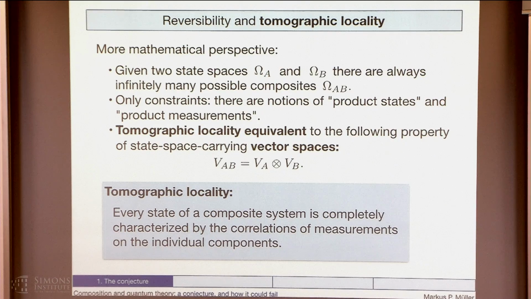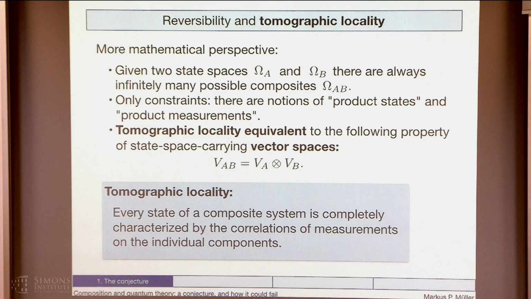So from a more mathematical perspective, here's what you can also say. If I just take the framework so far, and I have two state spaces, omega A and omega B, there are always infinitely many ways to compose them into a bigger state space AB. I maybe want a few constraints here. Maybe there should be something like product states, which means I can identically prepare a state on A and independently a state on B. I want to be able to do independent measurement, but that's everything. That still leaves many possibilities open.